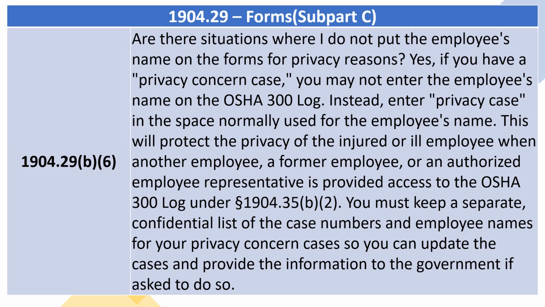1904.29(b)(6) Are there situations where I do not put the employee's name on the forms for privacy reasons? Yes, if you have a privacy concern case, you may not enter the employee's name on the OSHA 300 log. Instead, enter "privacy case" in the space normally used for the employee's name. This will protect the privacy of the injured or ill employee when another employee, a former employee, or an authorized employee representative is provided access to the OSHA 300 log under section 1904.35(b)(2).